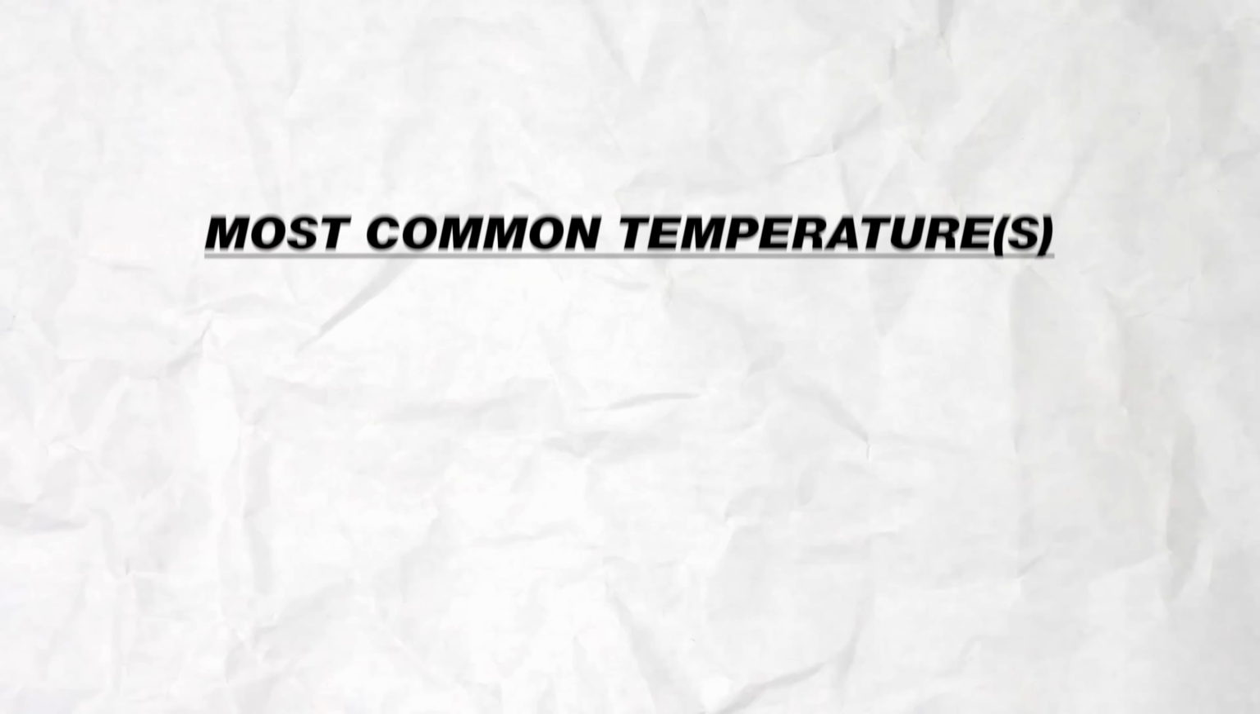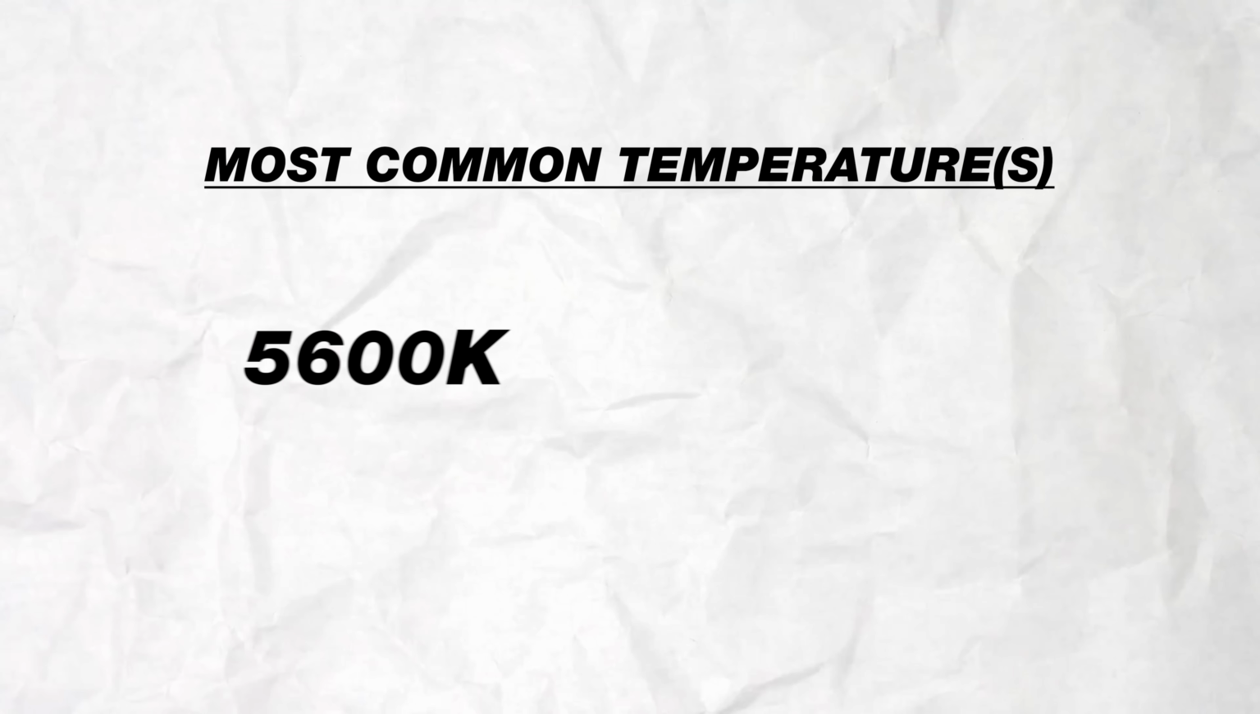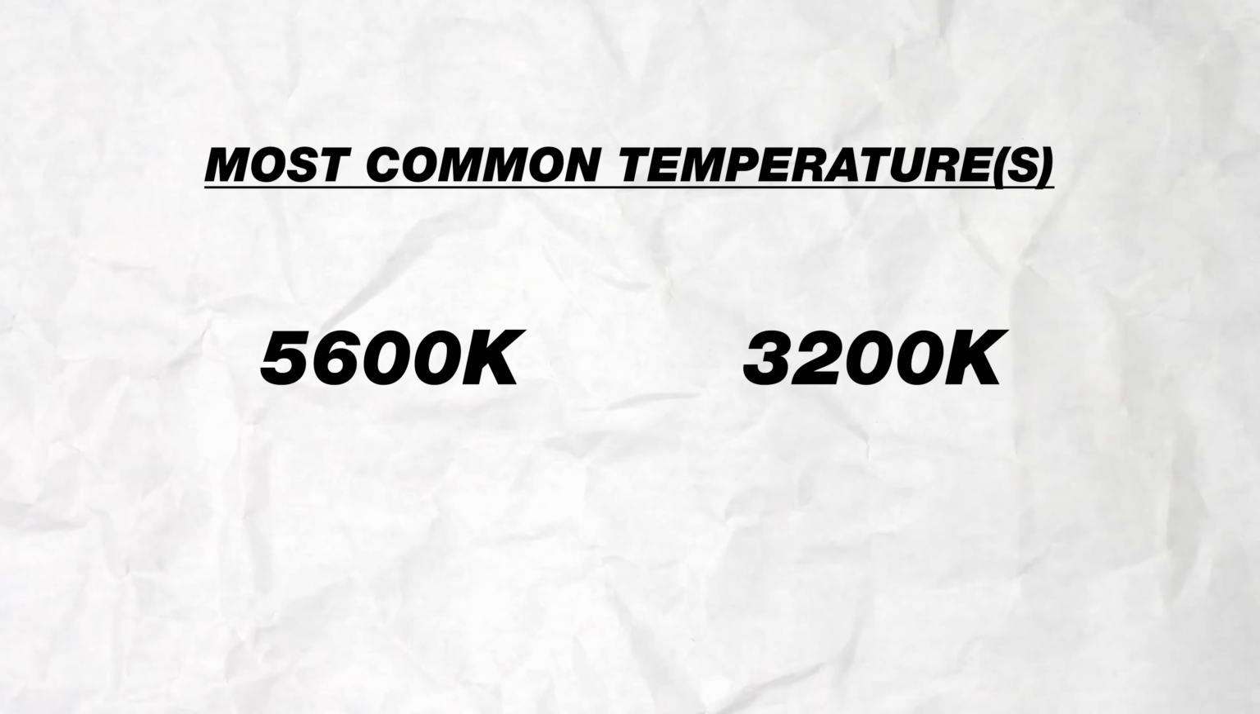Now the last main setting is white balance, and setting your white balance ensures that the colors in your video look correct by adjusting for the different lighting temperatures you might encounter. So the most common white balance settings you'll choose are 5600 Kelvin and 3200 Kelvin.